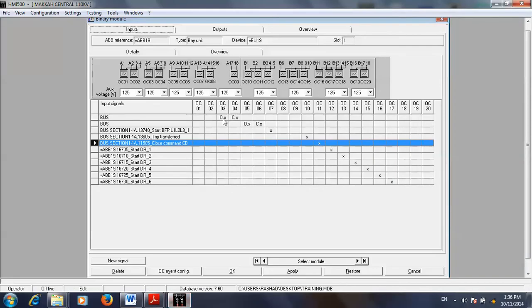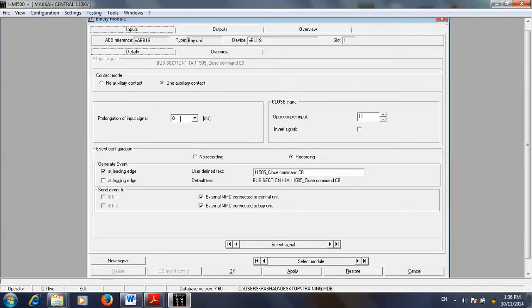Okay, so if you go to this binary input, you will find here prolongation of input signal. It means if you give the binary input and you remove your hand, there is a prolongation time for the input signal during which the relay will indicate that the binary input is still activated. So this prolongation time must be greater than the circuit breaker closing time to make an overlap.